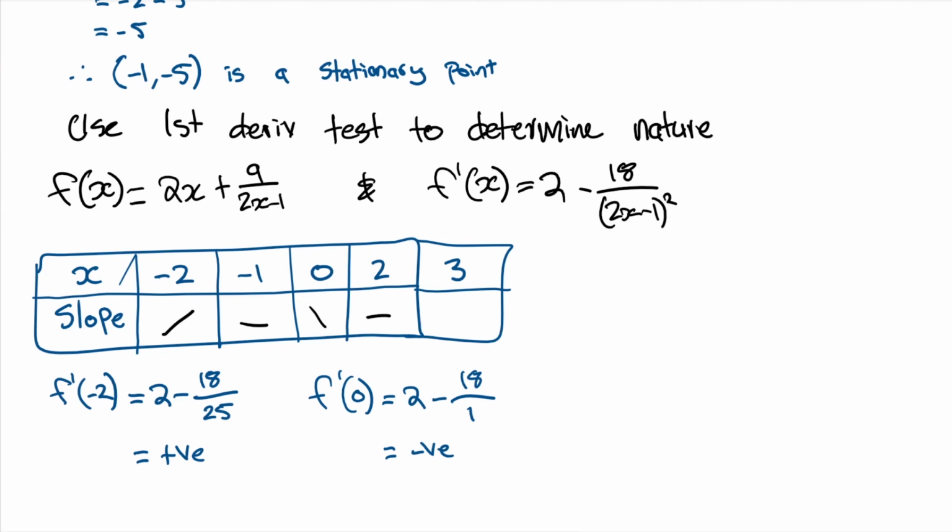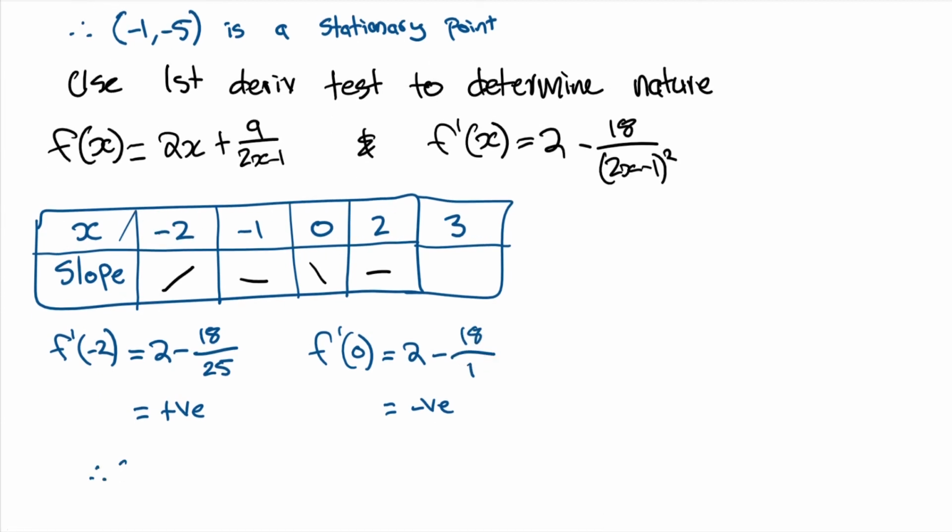And then we've got a conclusion here. We can say, therefore, the coordinate negative 1, negative 5 is a max because our slope was going up, then it was flat, then it's going back down. That's what our derivative table has told us there.